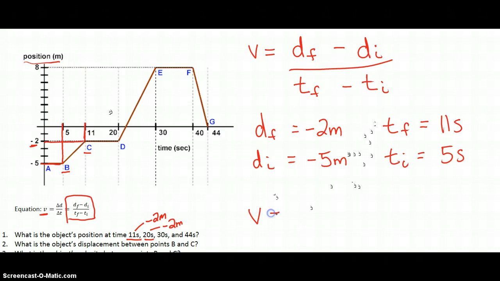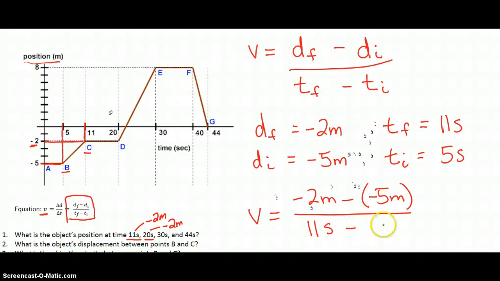Now I've defined all my variables and plugged them into the equation. So my velocity, my speed, in this case I guess velocity, is d sub f minus d sub I, so negative 2 meters minus negative 5 meters, divided by my final time minus my initial time, so 11 seconds minus 5 seconds. This is going to be the same as 3 meters divided by 6 seconds.